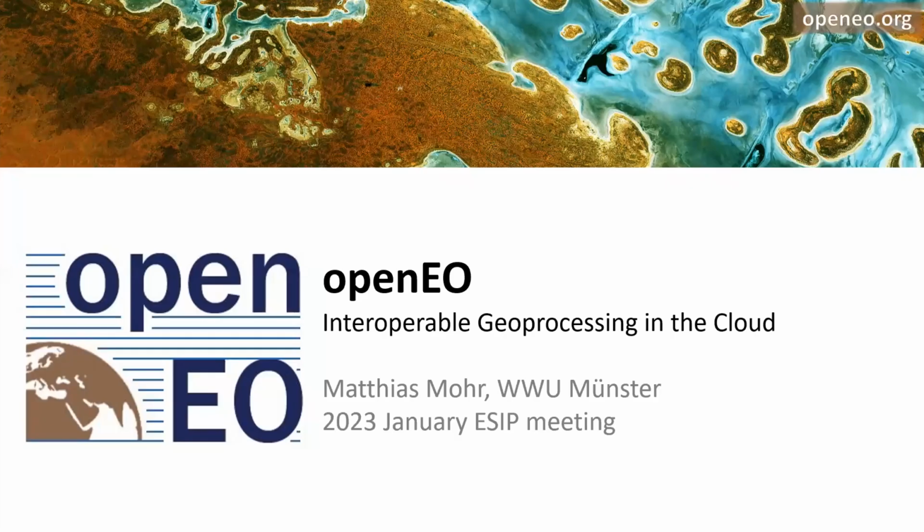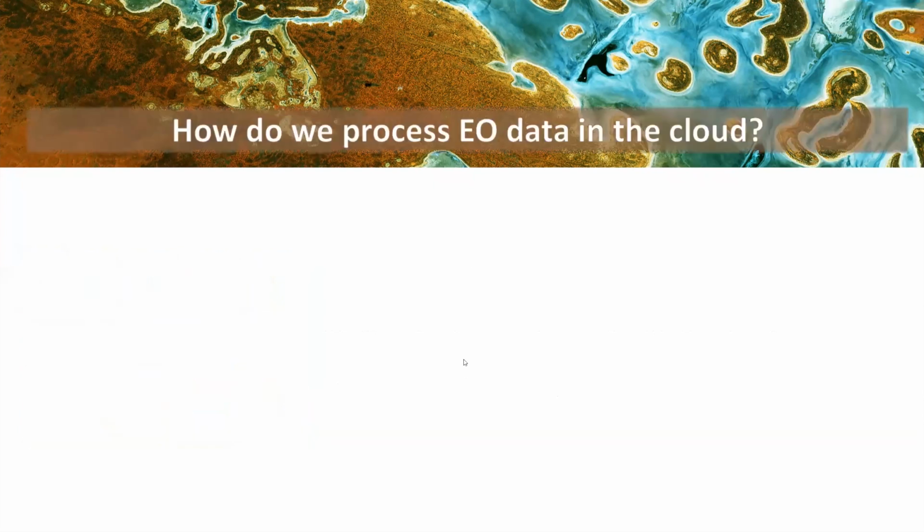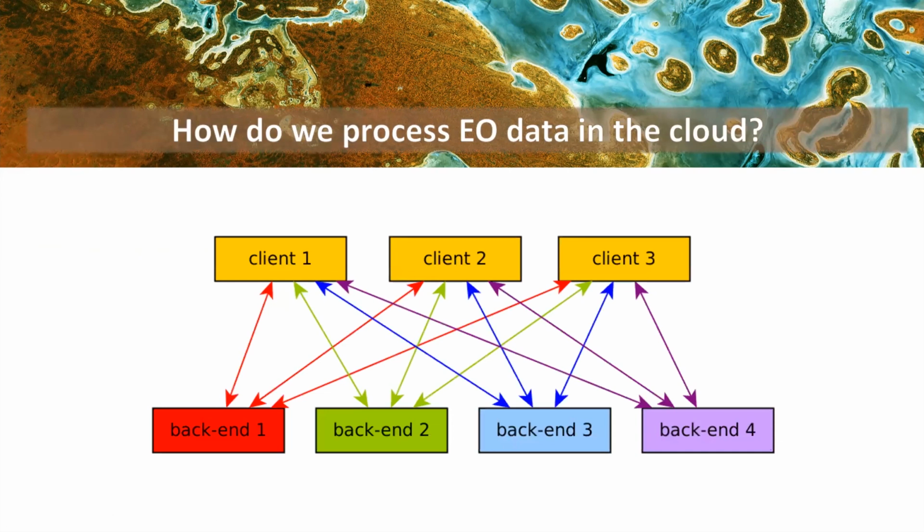Yes, thank you, Amy. So I'm going to talk about OpenEO, interoperable geoprocessing in the cloud. And I would like to start with a question, basically. How do we process EO data in the cloud right now? What we often see is this, right? You have a couple of clients and each of them needs to communicate with a different service like Planetary Computer, Google Earth Engine, or whatever you have.